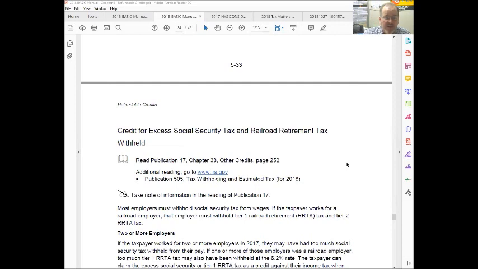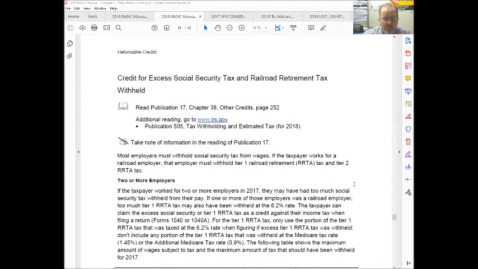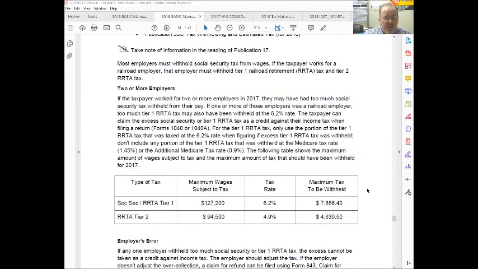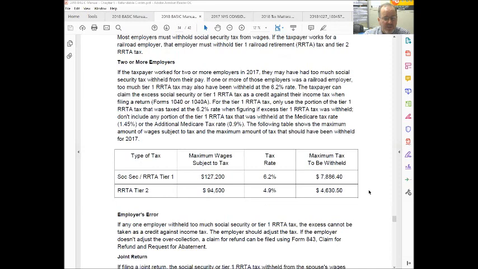We have the credit for excess Social Security tax. Again, we talked about that when we did the original one. The big thing to remember about the excess Social Security, 2 or more employers. If I only have one, my one employer took too much Social Security, I go right to the employer and get it back, okay? If there's 2 or more, then I can do it on the tax return. The little table there in the middle shows that there is a difference.